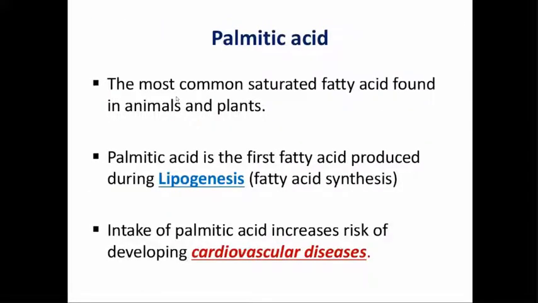And among saturated fatty acids, the first biosynthesis product of fatty acids in our body is palmitic acid. This palmitic acid is nothing but the 16 carbon saturated fatty acid. During lipogenesis, this is the initial product. But later it can be modified and elongated by an elongase enzyme.